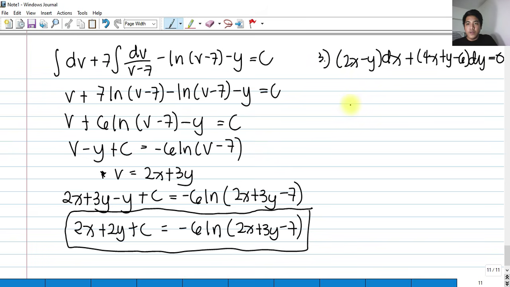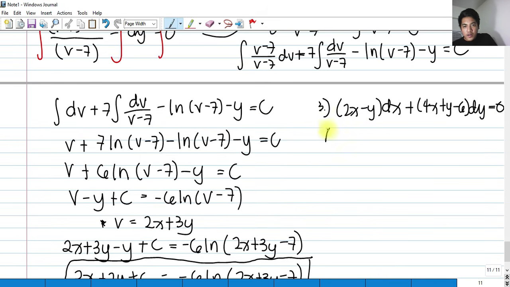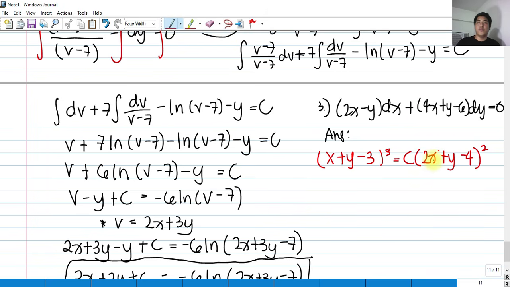And the answer, let me just write this in red so that you can verify your answer. The answer is (x plus y minus 3) cubed equals c times (2x plus y minus 4) squared. This is 2x plus y minus 4 squared.